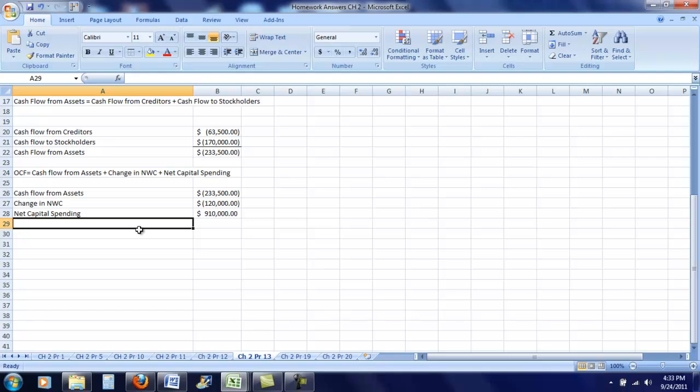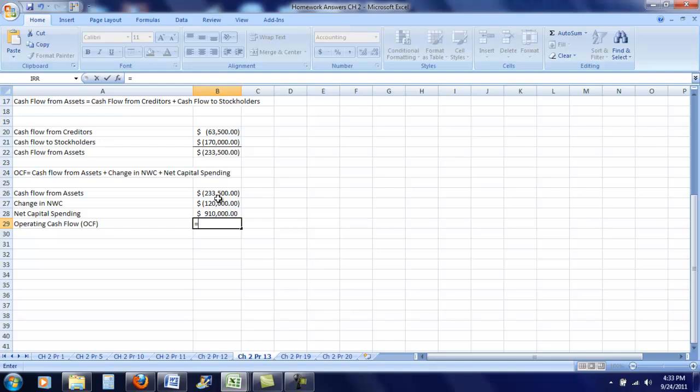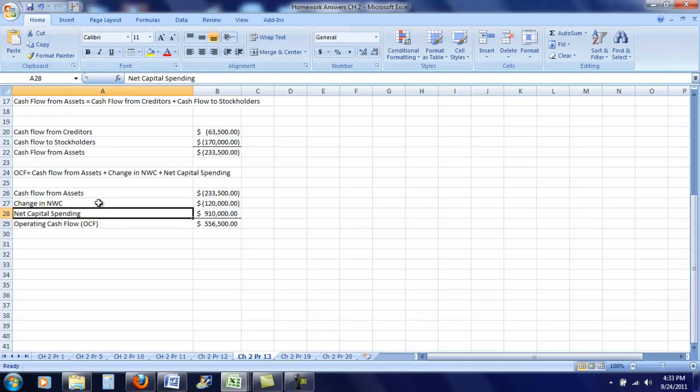So my operating cash flow equals cash flow from assets plus change in net working capital plus capital spending, or $556,500.